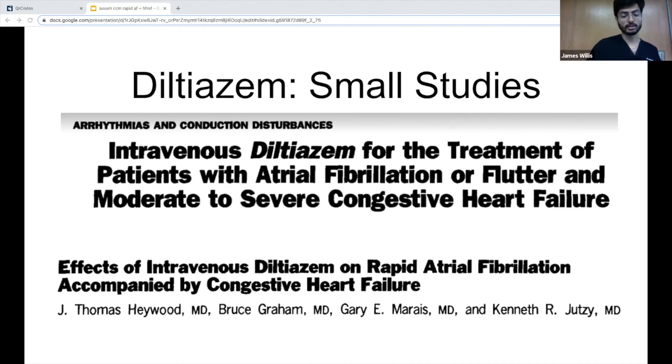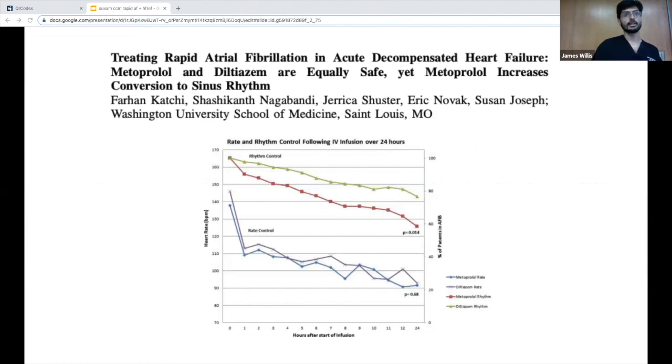What's interesting to note, and these are obviously very, very small studies, is that you can't really extrapolate or use these to form your entire clinical practice, but there are some pretty good outcomes here, where you see significant symptomatic improvement and also rate control achieved. These are obviously uncontrolled small studies, but they do point towards some sort of benefit for cardizem in this kind of patient population.